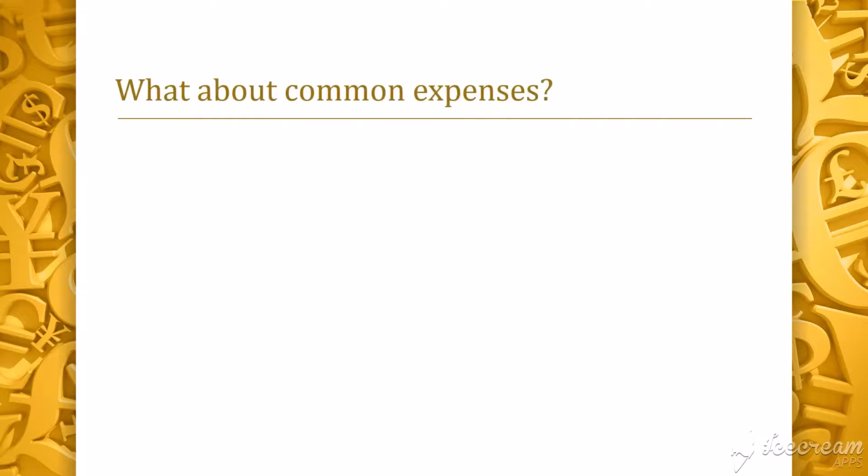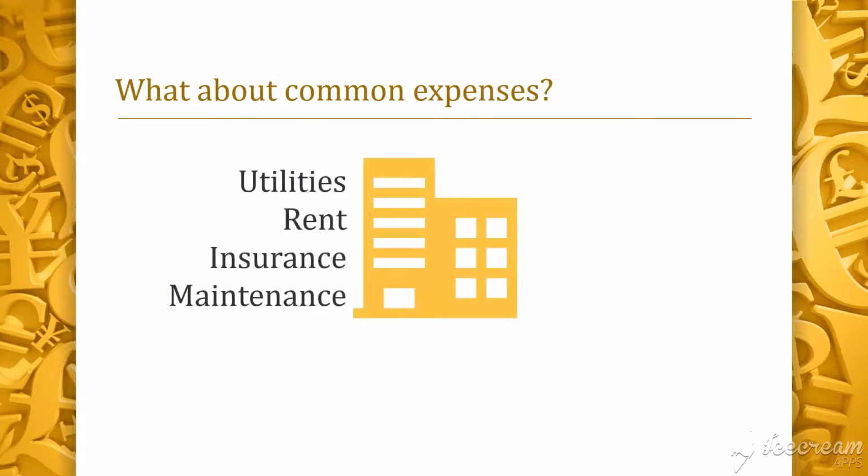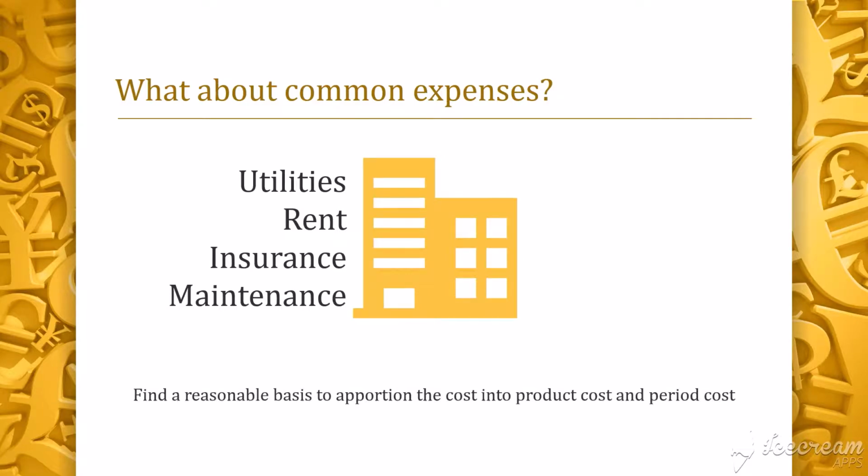What if a cost is incurred for both production and non-production purposes? How do we classify it? For example, utilities, rent, insurance, or maintenance incurred on the building as a whole. Here, the company ought to find a reasonable basis to apportion the cost.